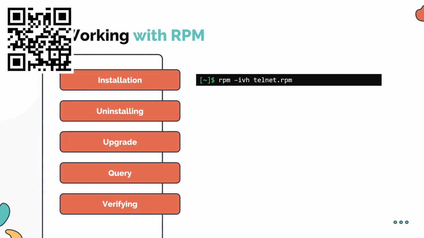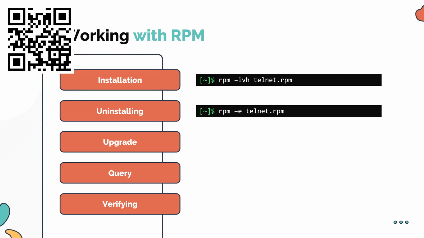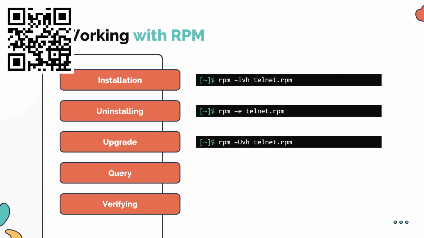To uninstall a package, use the rpm -e command with the package name. To upgrade an existing package to a newer version, use the rpm -Uvh command with uppercase U.